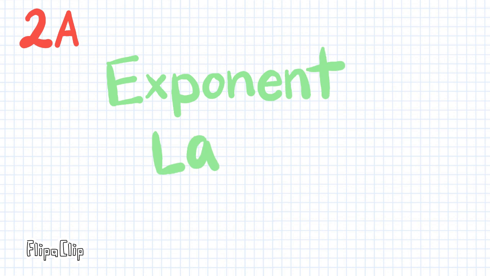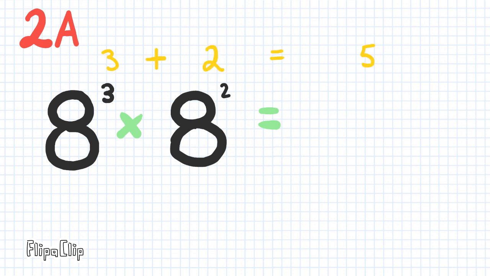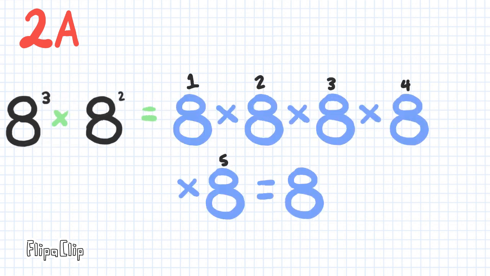There are many exponent laws that we learned in grade 10. We will briefly review them. When we multiply two powers with the same base, we can simplify the equation by adding the exponents. This works because if we write out the entire equation, it looks something like this.